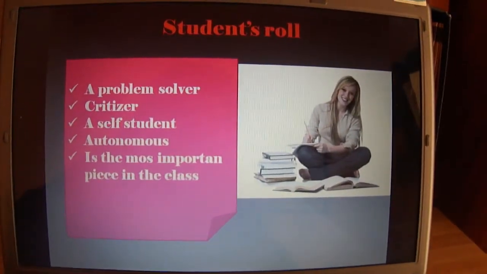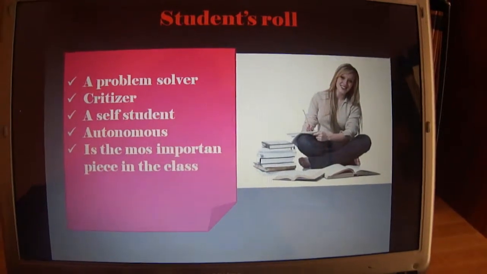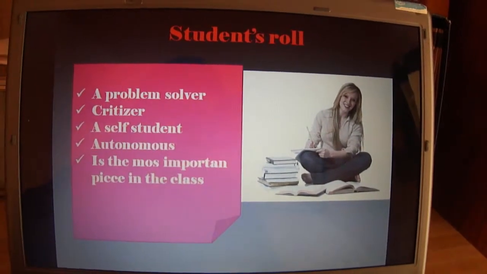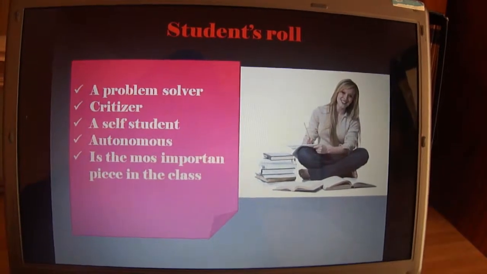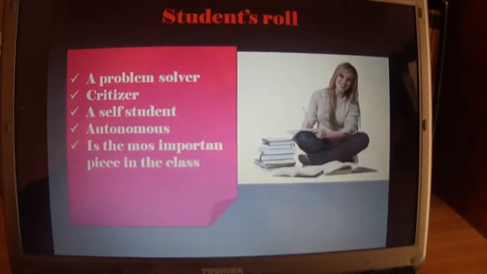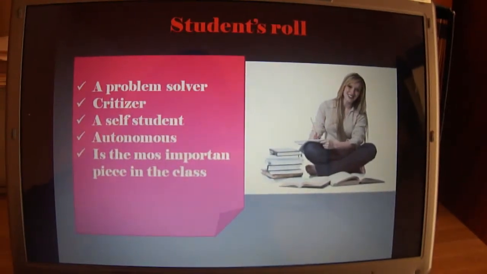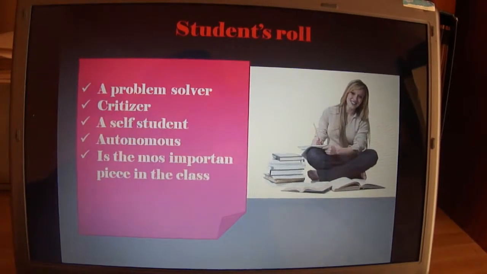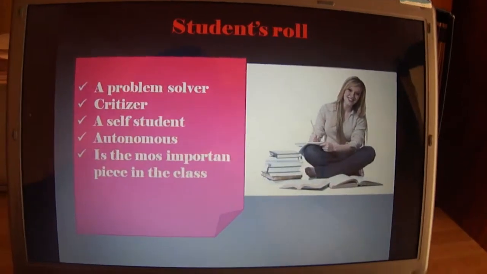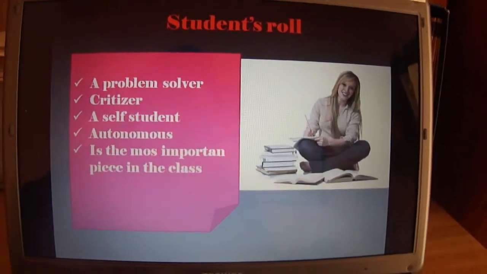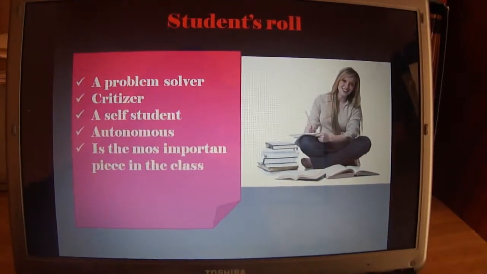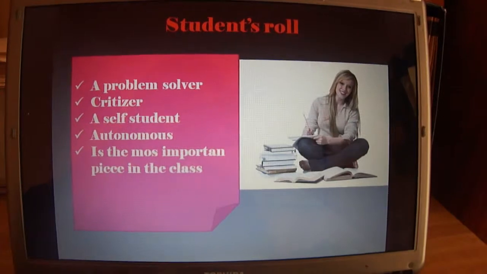The student's role. Right here, the student's role is more important. A problem solver, a critic, a self-student, autonomous, is the most important piece in the class. As I mentioned, the students need to be aware of their own learning. Also they need to create and criticize their own learning. Be autonomous, try to learn something by himself, not only depending on the teacher. Knowledge depends on their own knowledge.